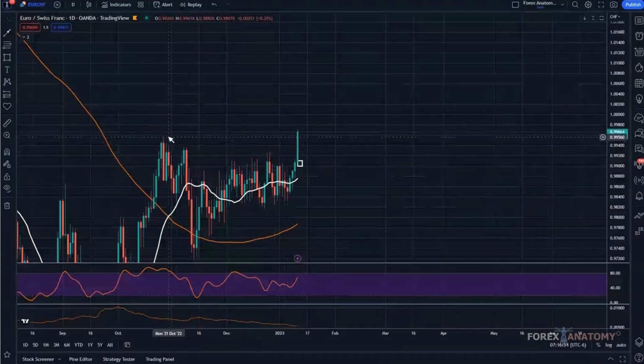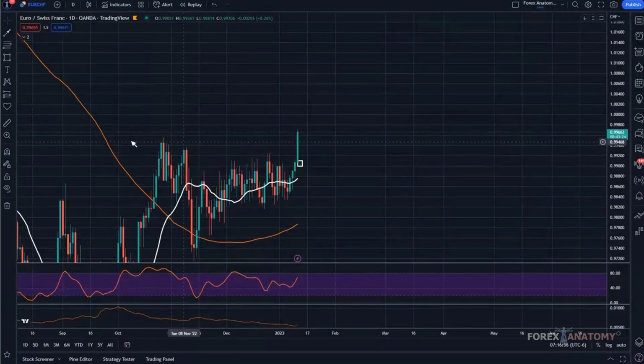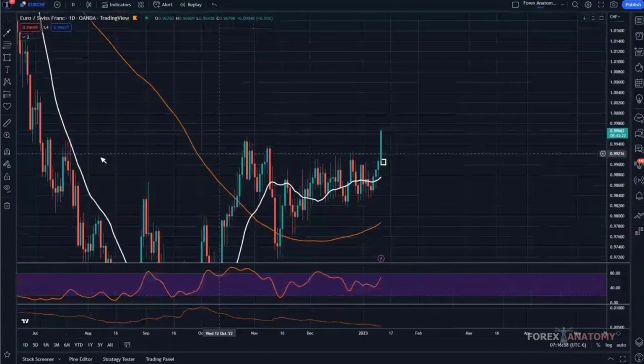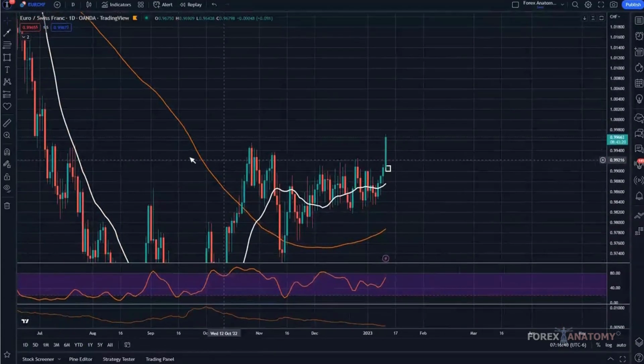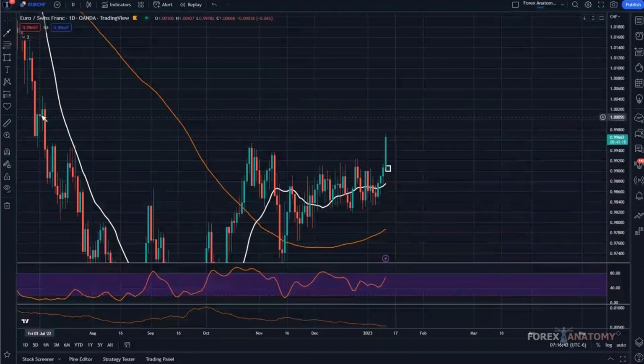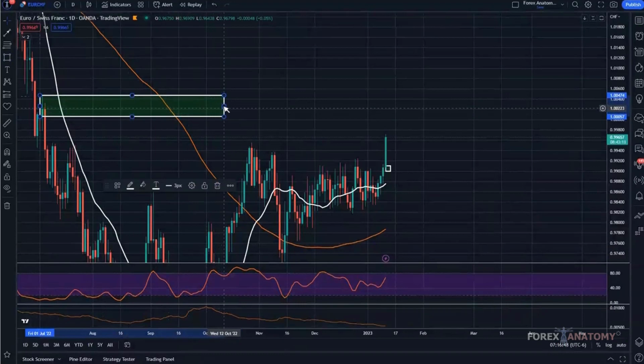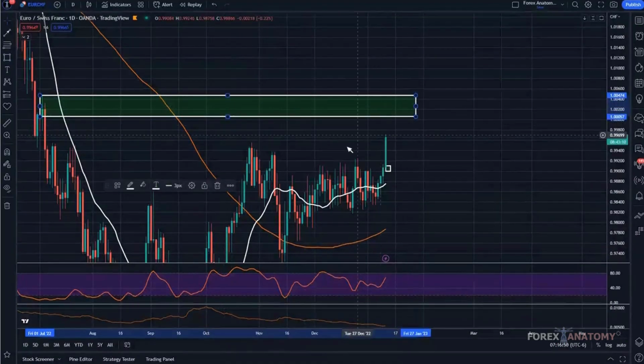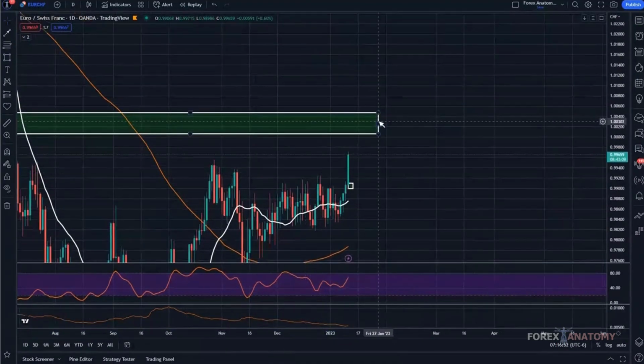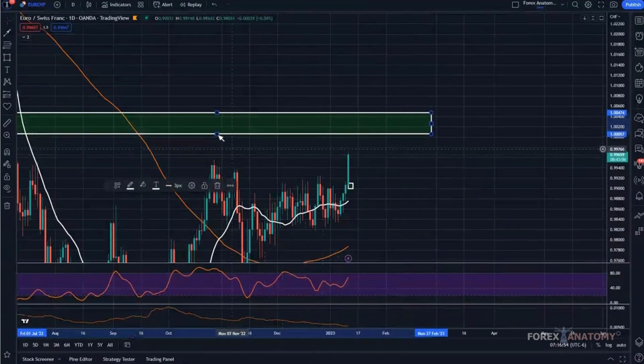Price broke to the upside. It looks like it wants to break above these highs as well, even though today's candle hasn't closed. But the next area of supply, you could say, will be right here in this area. So right in this area is where we could encounter some resistance.